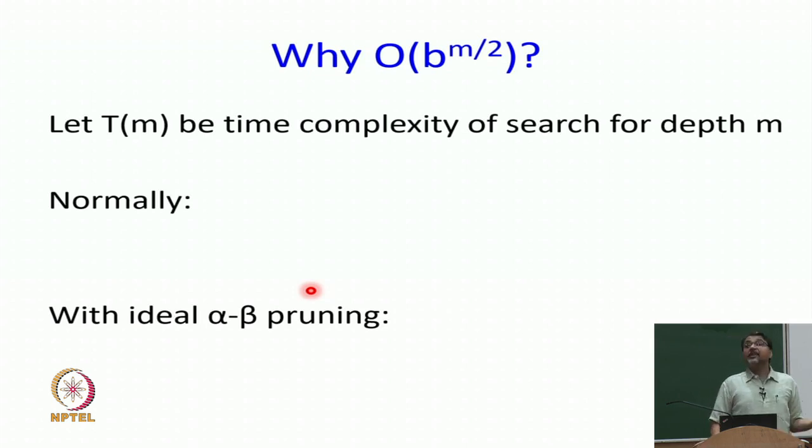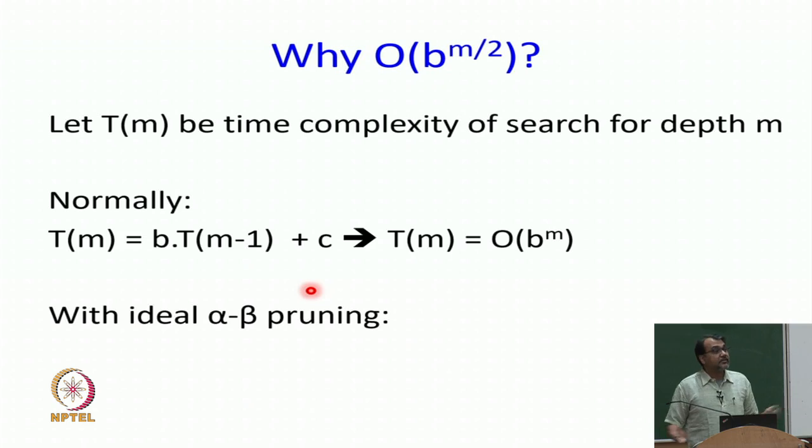T of m is equal to b times T of m minus 1 plus some constant. What is the constant doing? It is just doing a max sum, that sort of constant, or c, plus b or whatever, you get the point. This T of m would be order b to the power m, big O of b to the power m.